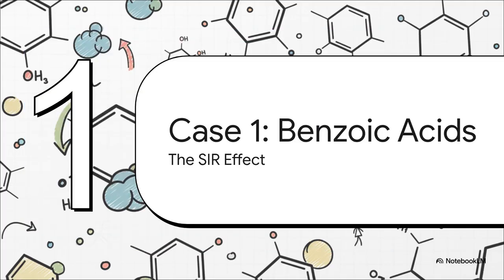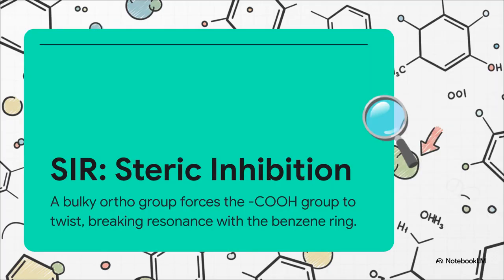So in the case of our benzoic acids, the ortho effect works through a mechanism with a pretty cool acronym, SIR. It stands for steric inhibition of resonance. Let's just break that name down. Steric inhibition basically means that crowding is physically stopping something from happening. And what's it stopping? Resonance.